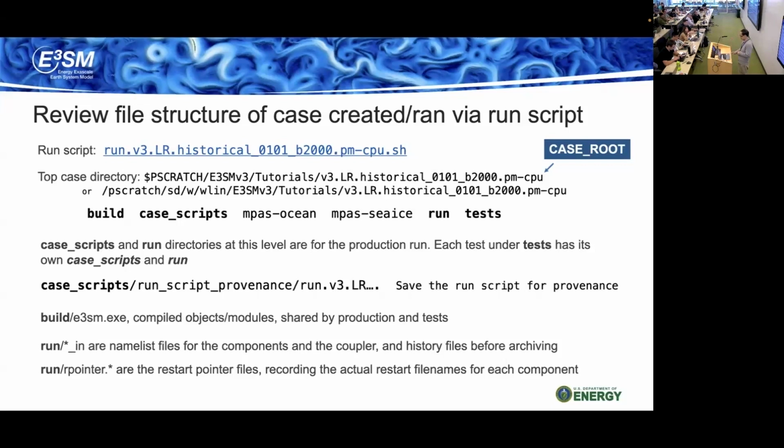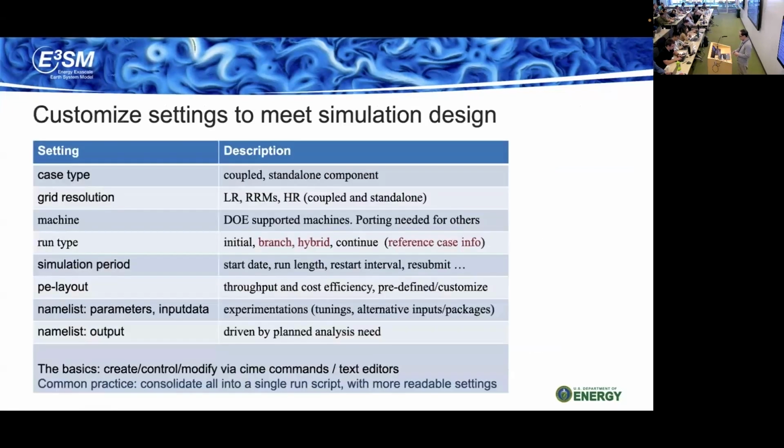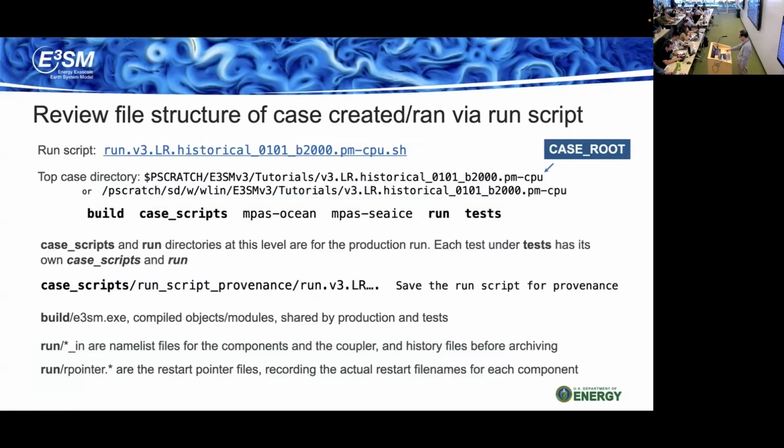Then under the run directory, you have all the history output from all the components. But we also have the stars_in files, which are the namelists for all the components and for the coupler. We'll touch on that later. We also have a restart pointer file, with a name beginning with rpointer, one for each component, and then also the restart files. We'll get to that bit by bit. I suppose I was to give you a chance to review the structure, but you can do that later.